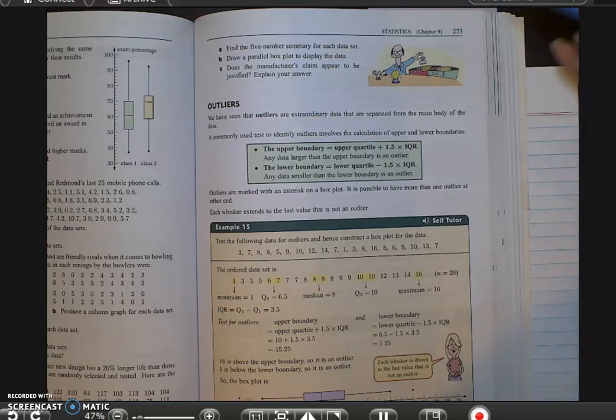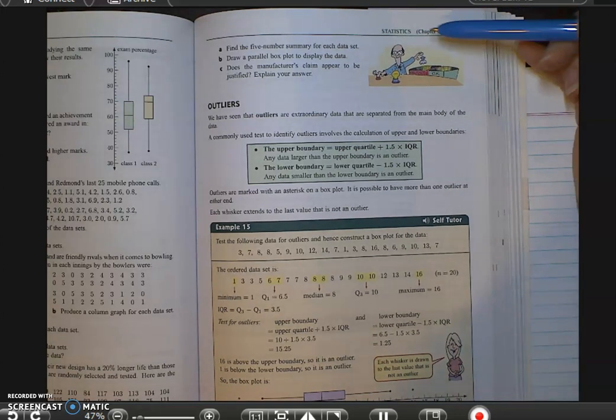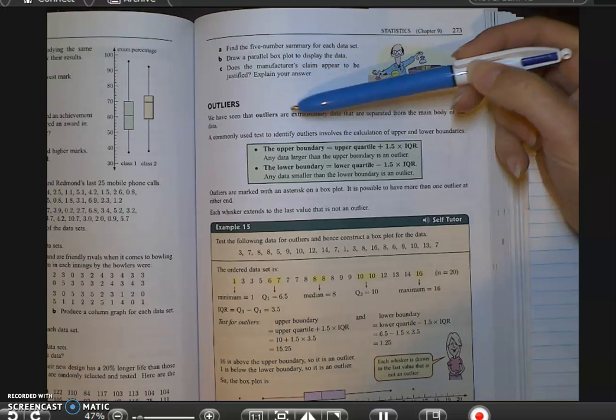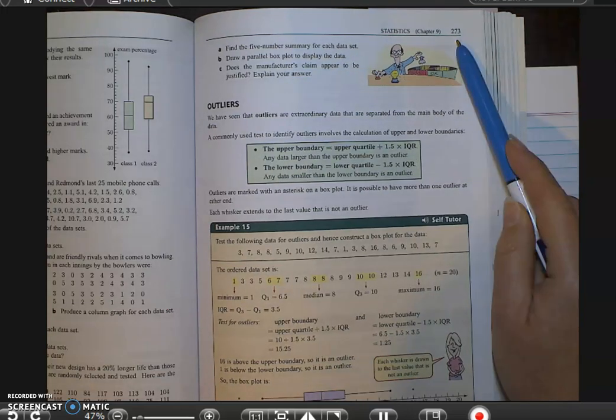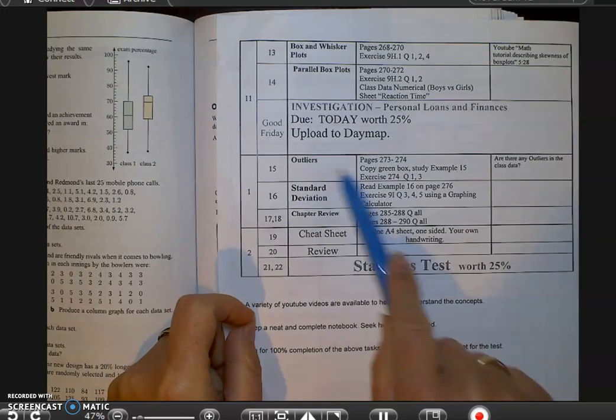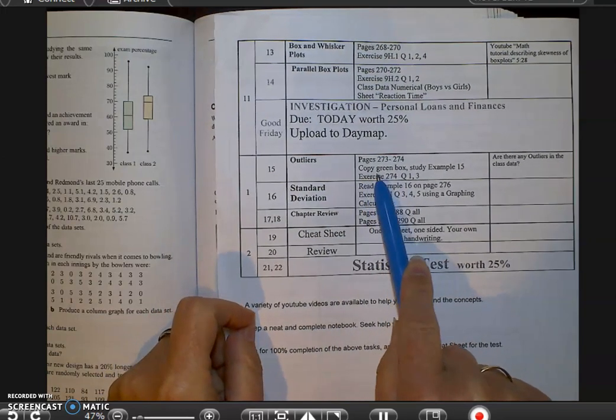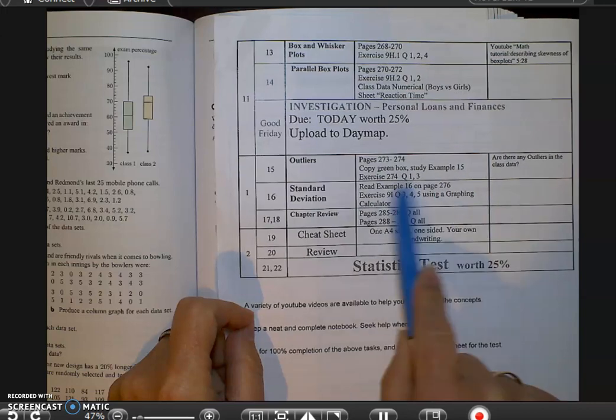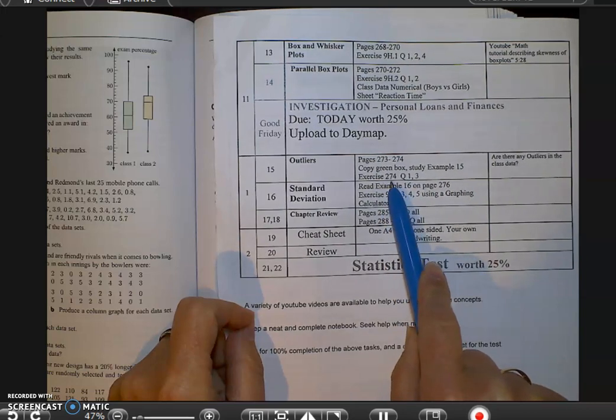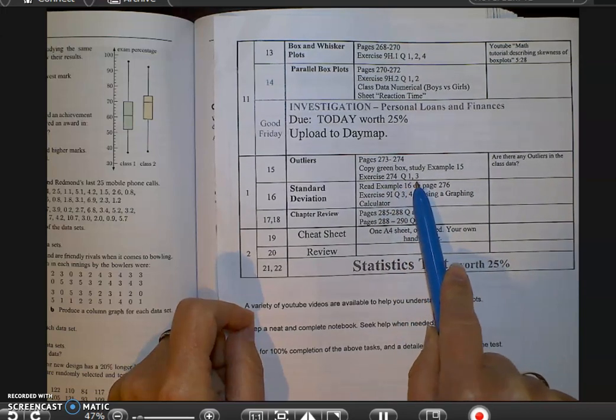Okay, year 11. So what we're doing now is statistics. We're looking at outliers. So we're on page 273. We're looking at week 1 for this term. You're supposed to copy the green box, study example 15, and do exercise on page 274, questions 1 and 3.